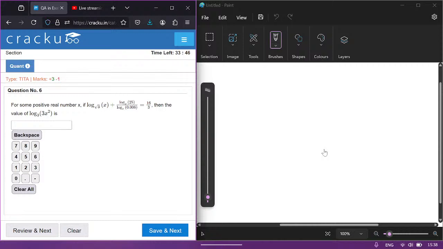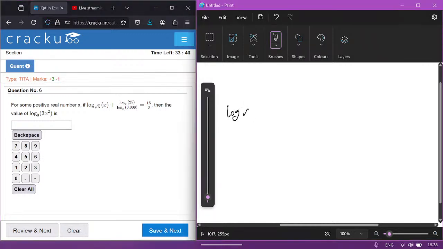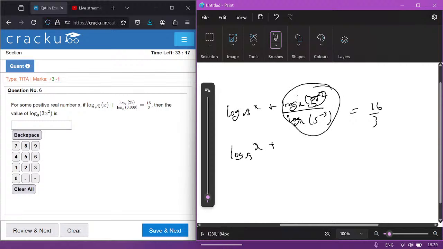Okay, logs, as you know, is one of my favorite topics. So I'll do this. Log of root 3x plus log of x, 25, or log of x, 0.008 is basically what? It is 5 to the power minus 3, and this is basically 5 to the power 2 is equal to 16 by 3. So log root 3x plus this will be what?